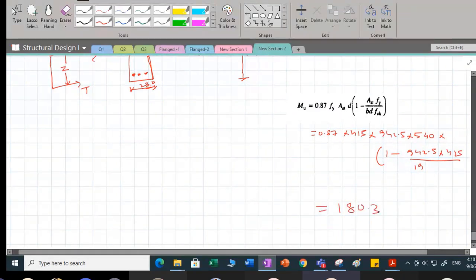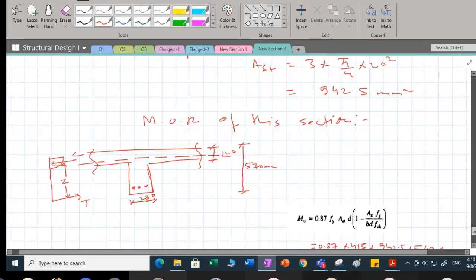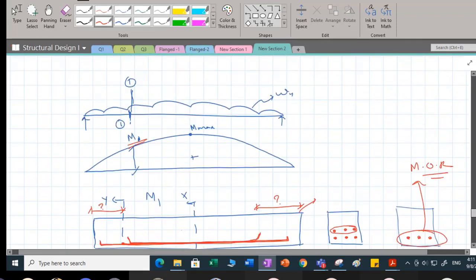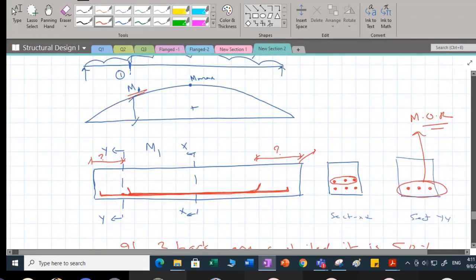180.34 kilonewton meter. Others also please check. Are you getting moment of resistance as 180.34? If you're getting 180.34, let me come to the bending moment diagram. You see here, I'm cutting the bar. In the bending moment diagram, this Mu should be equal to what? Moment of resistance. If my moment of resistance is equal to my applied moment, then my beam is actually safe. So that is the actual theoretical cutoff point.